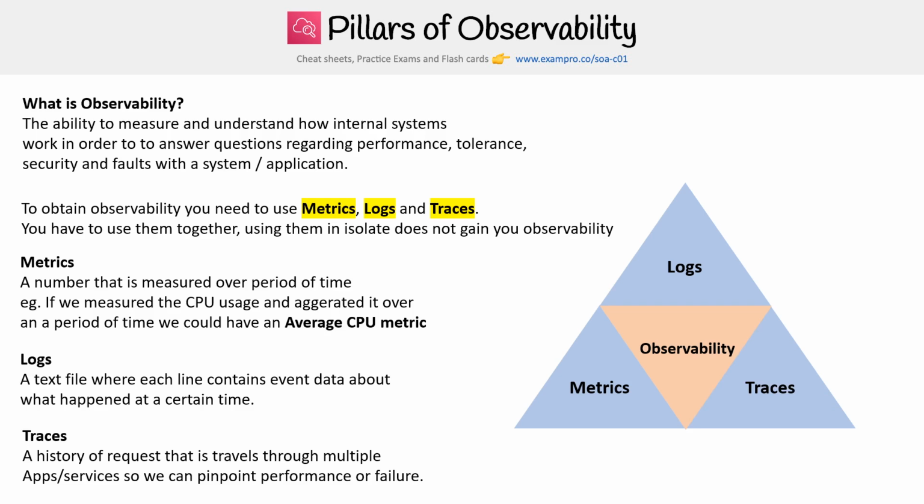Then you have traces. This is a history of requests that travel through multiple apps or services where we can pinpoint performance or failures. And there's one extra bonus one here, especially regarding AWS, which are alarms, sometimes considered the fourth pillar of observability. But when observability was defined, alarms were not part of it. So I'm just adding it there.